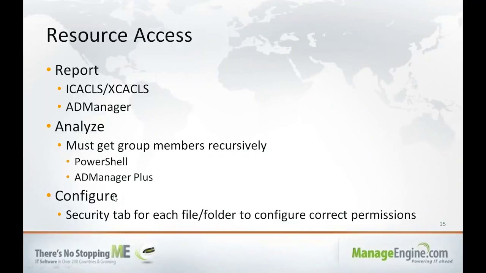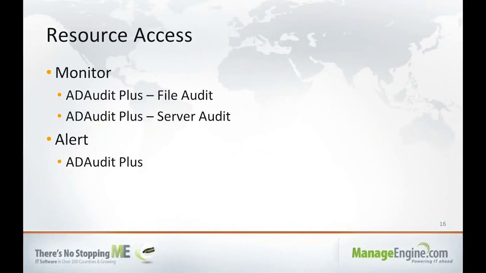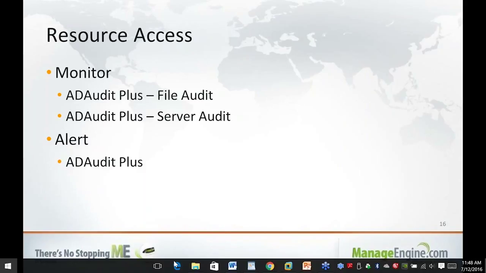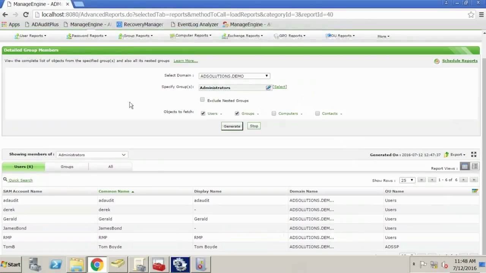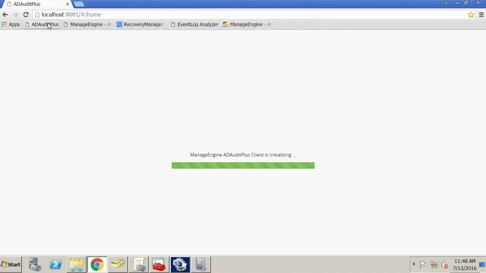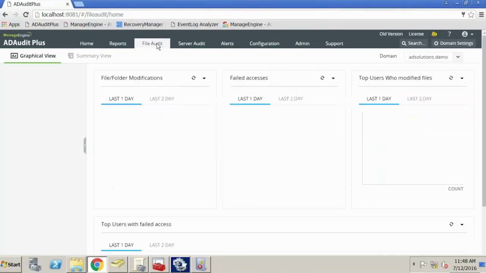Then we configure it. What do we do next? In Unison, we monitor and alert. How do we monitor? Again, you need a tool that can do this. We have a tool that can do this: AD Audit Plus. In AD Audit Plus, we have file auditing.